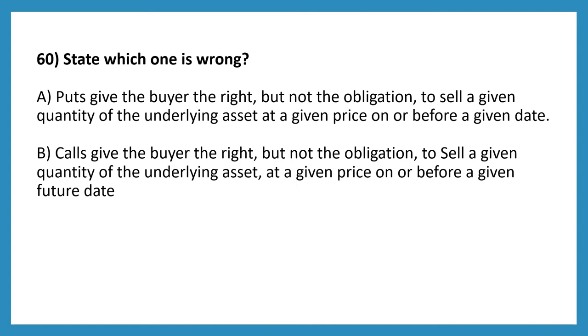State which one is wrong. Option A, puts give the buyer the right but not the obligation to sell a given quantity of underlying asset at a given price on or before a given date. Option B, calls give the buyer the right but not the obligation to sell a given quantity of underlying asset at a given price on or before a given future date.